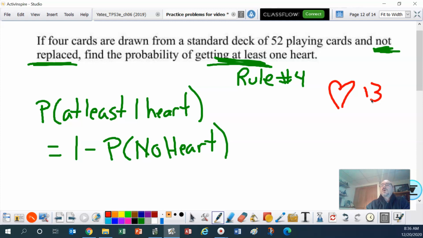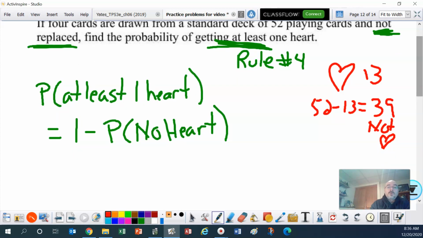So that means 52 minus 13, that means there are 39, did I do that right? 39 that are not hearts. Because I have to use that, right? Because I'm doing the complement. No hearts. There's 39 cards that are not hearts. All right, so here we go. So what we're going to do is go 1 minus, okay, so the first card, there's 39 out of 52.